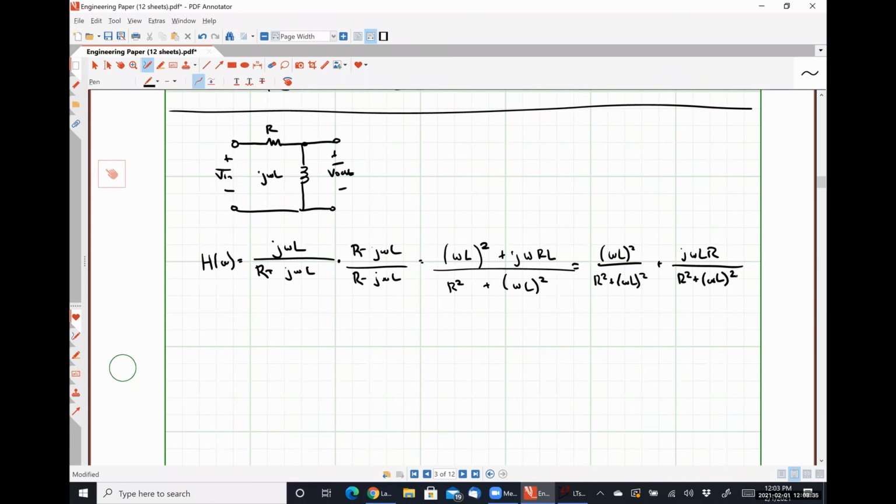All right, so our magnitude is the square root of the square of the real part plus the square of the imaginary.